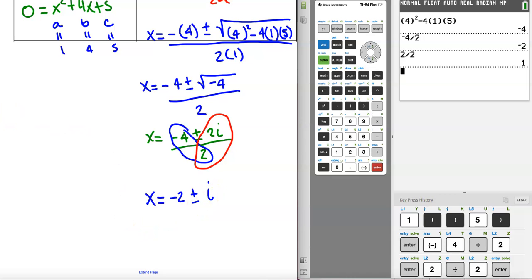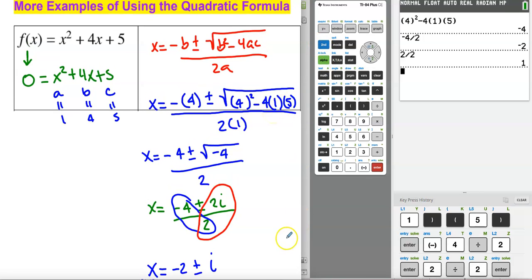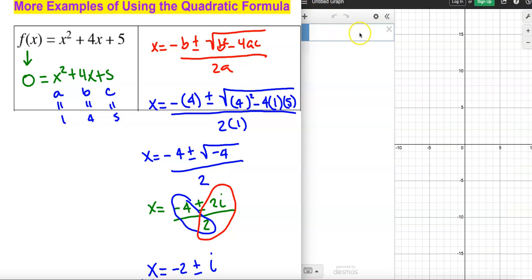All right. Let's look at another example here, but let me just show you something really quick. I think I want to show you guys something before I move on. I want to show you what this equation will look like inside of Desmos.